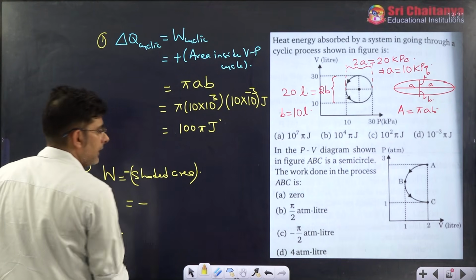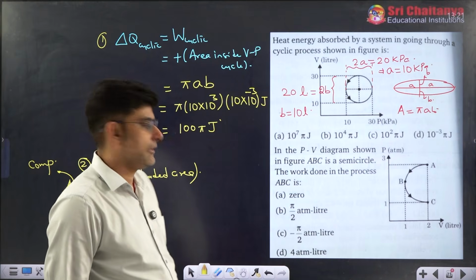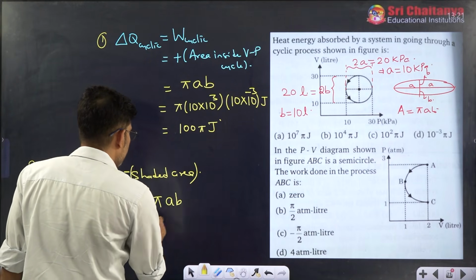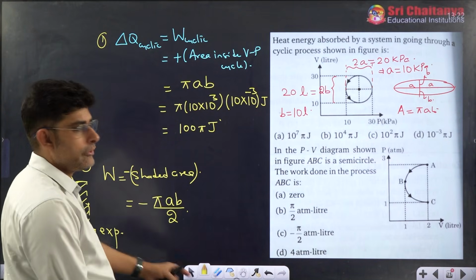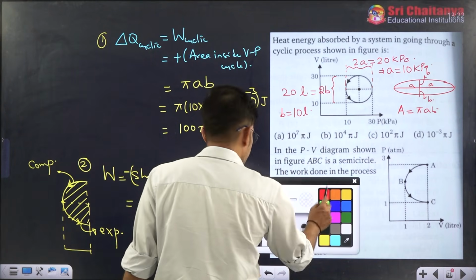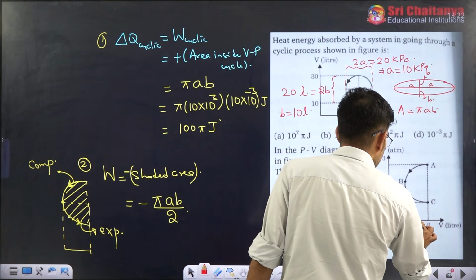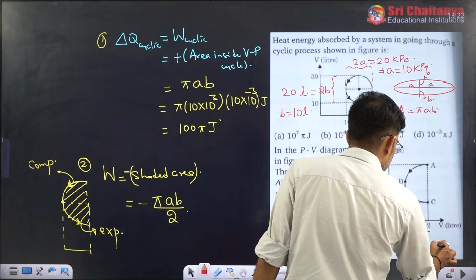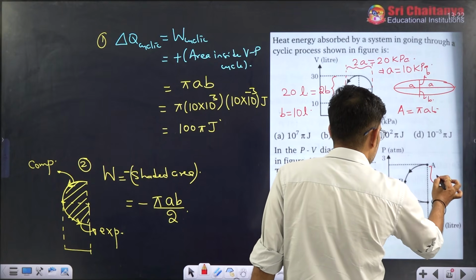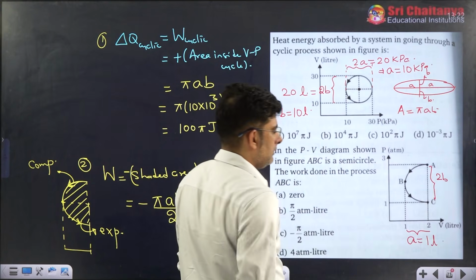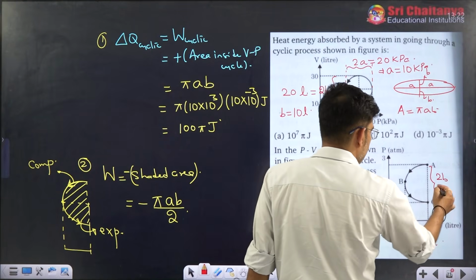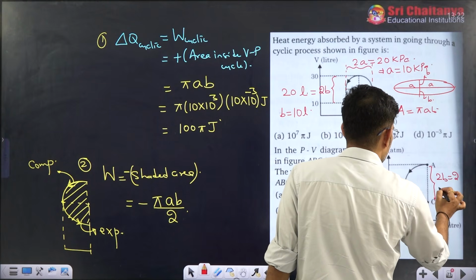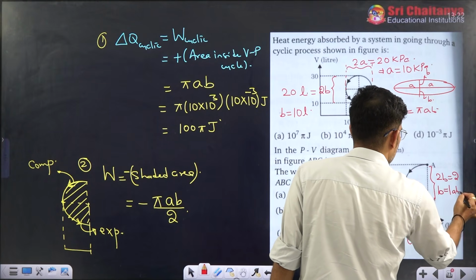So minus, again treat it as an ellipse. So minus pi AB by 2, half of the area of the ellipse. Now what is A and B? Again from the diagram, if you see, this is A, which is 2 minus 1, 1 liter, and this is 2B. So 2B, because it is half ellipse, so 2B is 3 minus 1, 2, so B is 1 atm.